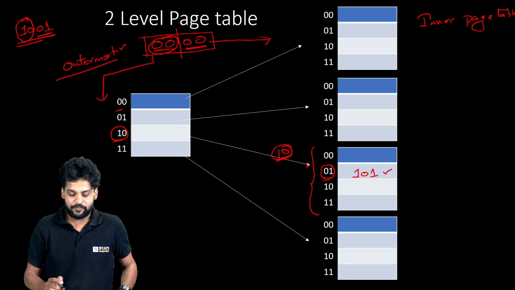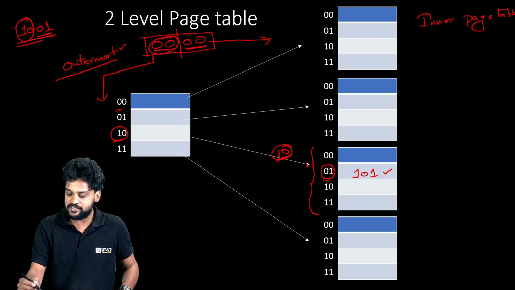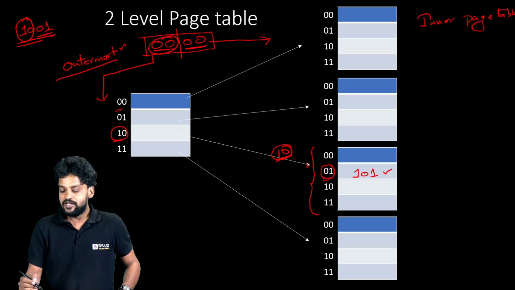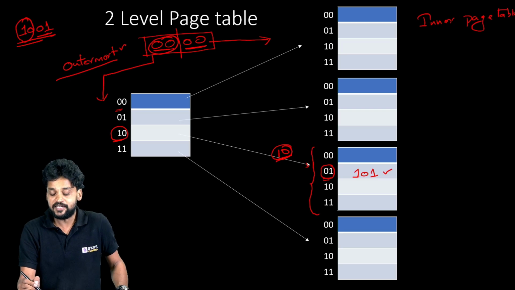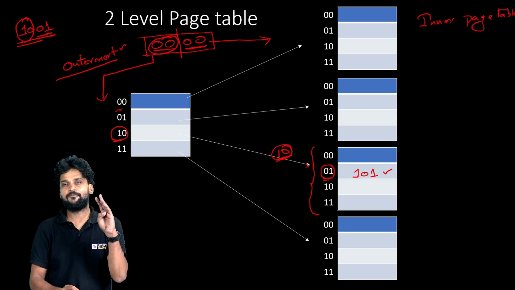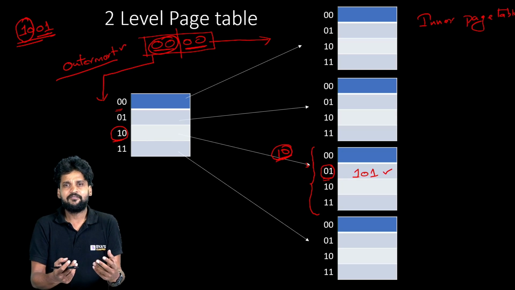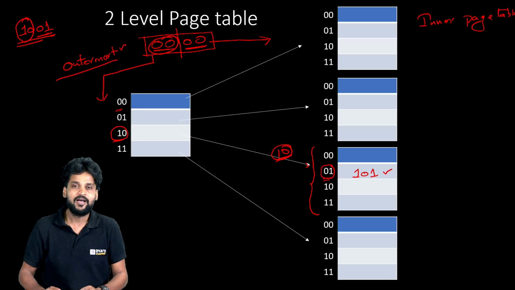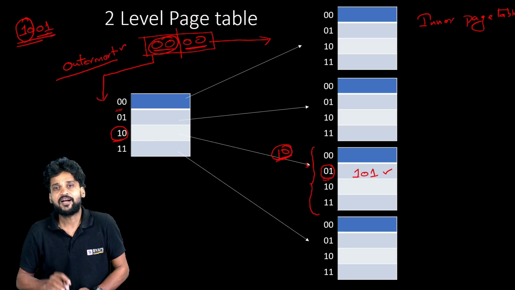Here you can understand there is an outermost page table and there are 4 inner page tables. You can understand these are not contiguous. For each inner page table, I require 4 entries. That means that I don't require 16 contiguous entries within a page table. I just require 4 entries. Finding 4 entries will be fairly simple, right? So here I avoided contiguity.